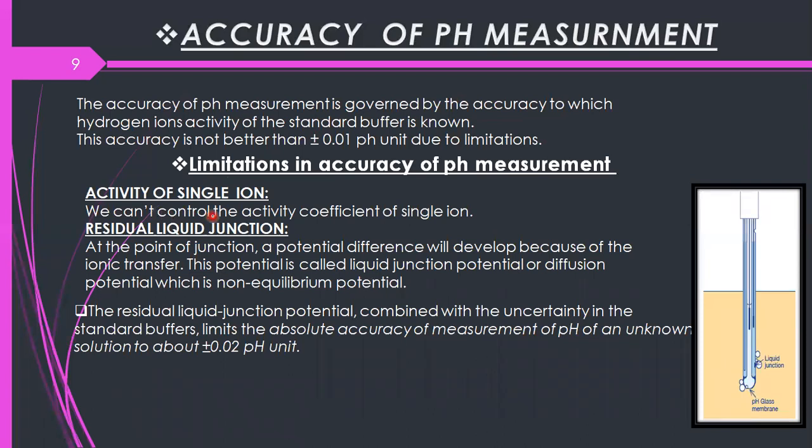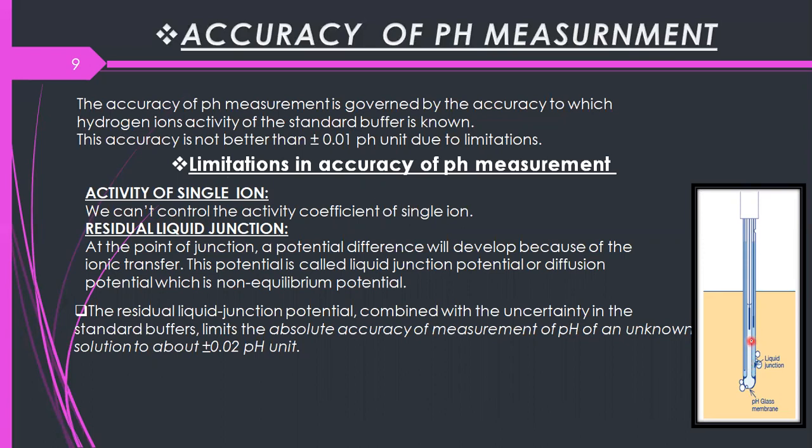Activity of a single ion: we can't control and calculate the activity coefficient of a single ion. Residual liquid junction: at the point of junction, as we can see from this figure, at a point of junction where the two solutions meet.